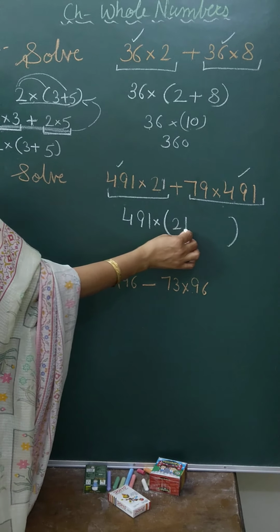What is remaining in this pair? That is 79. And what is the sign in between? Plus. So what you have got? 491 multiply 21 plus 79. It makes 100. That is 49100. So what you are doing here, you are not multiplying this, then multiplying this, then adding.